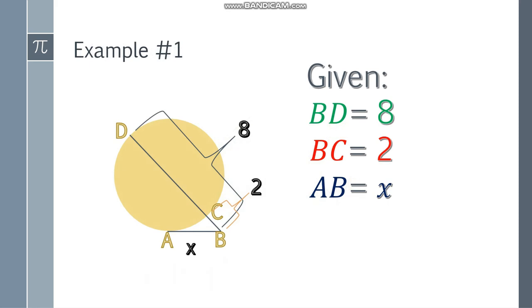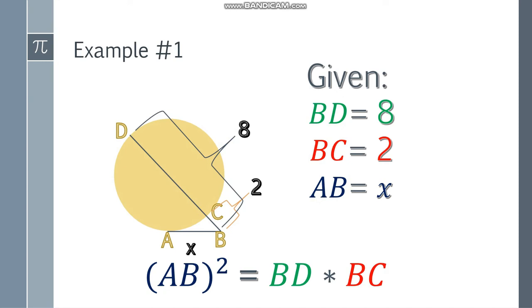Now let's have the first example. We are given BD, the whole secant, is 8, and BC, the external segment, is 2. And we are asked to find the measure of the tangent, which is AB. So I'll just put X.